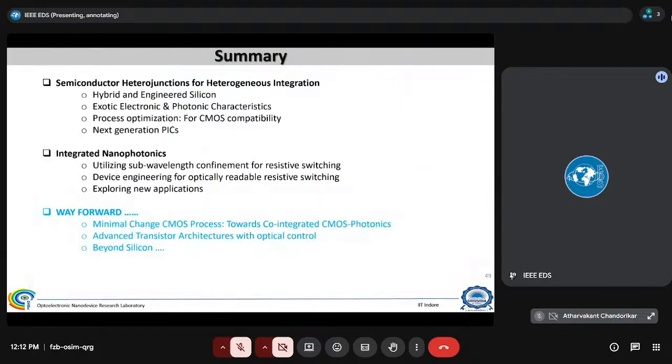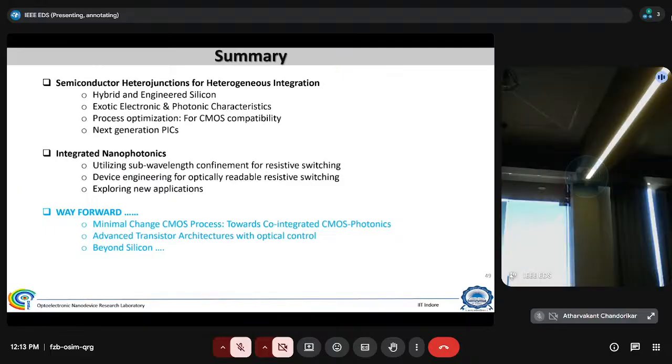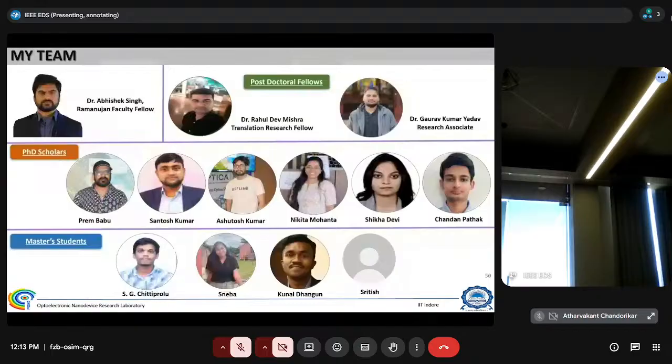So to summarize, semiconductor heterojunctions are good for heterogeneous integration. You may have hybrid engineered silicon, so that you have exotic electronic and photonic characteristics, and you may look at next generation photonic integrated circuits. You can have hybrid plasmonics for sub-wavelength optical confinement, for example, to read a resistor switch optically, and we are still exploring some new applications of those nanophotonic resistor switches.